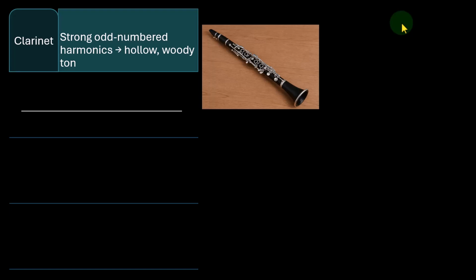We want to have an orchestra that has all these different colors together and be able to blend them together. So we have these different instruments. We've got the clarinet: strong, odd numbered harmonics, hollow, woody tone.